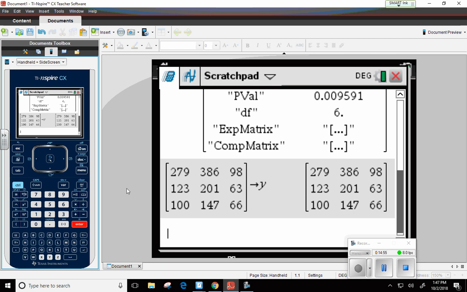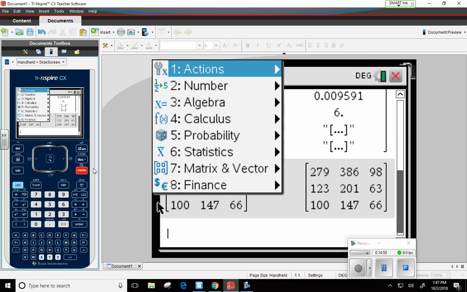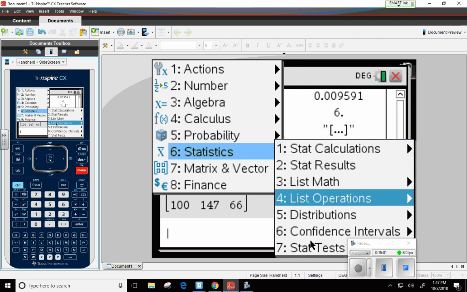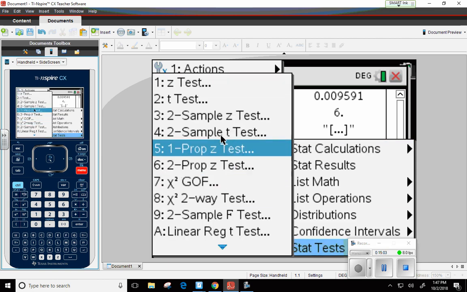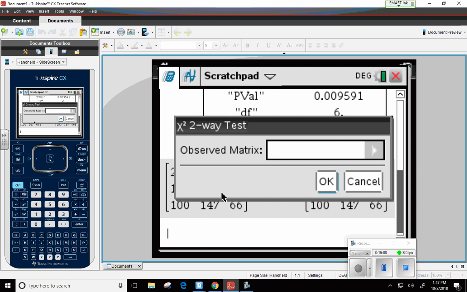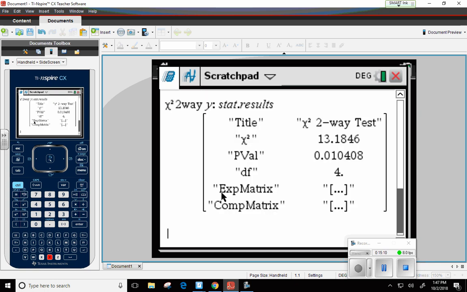Okay, sounds good. All right, menu, statistics, stat tests, two-way, and this time I'm going to go with Y, and why not? Okay, so see, it did make quite a bit of difference in my chi-squared value. So now I have 13.18.